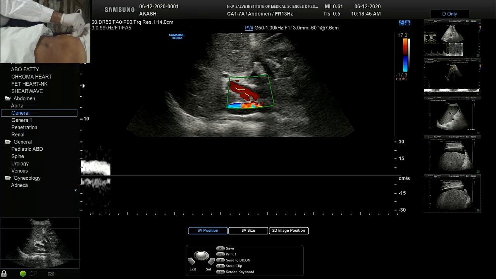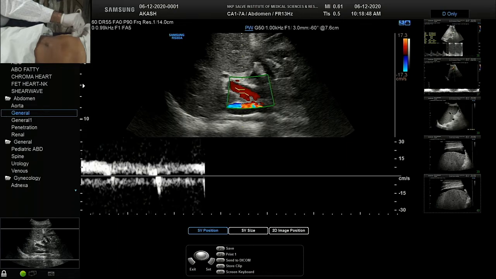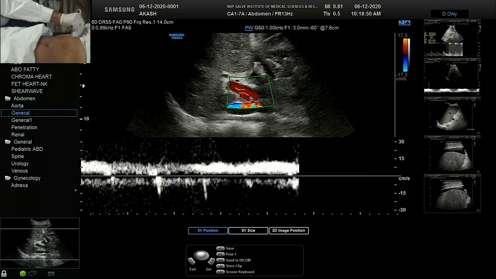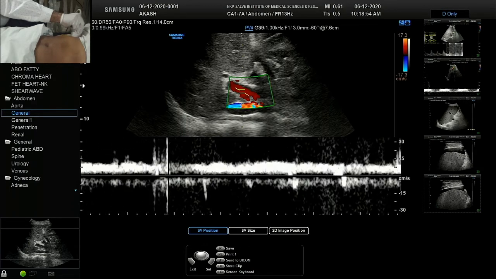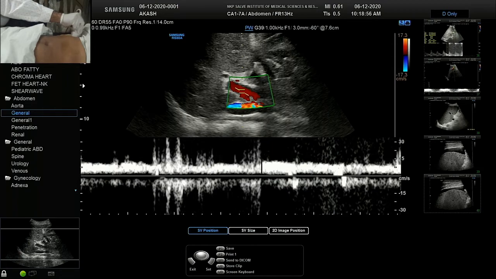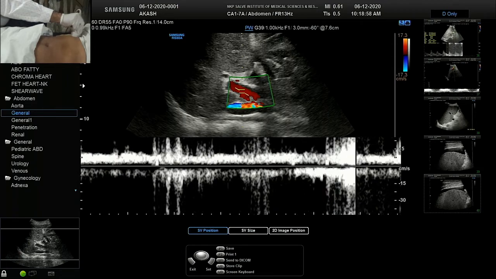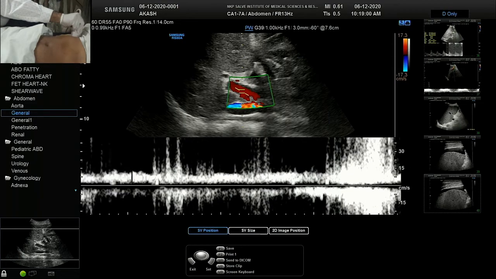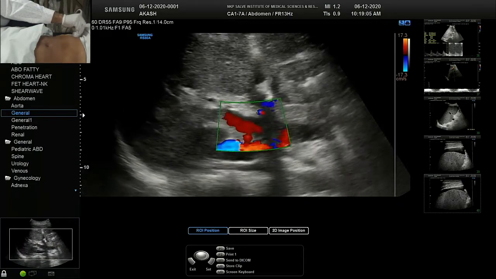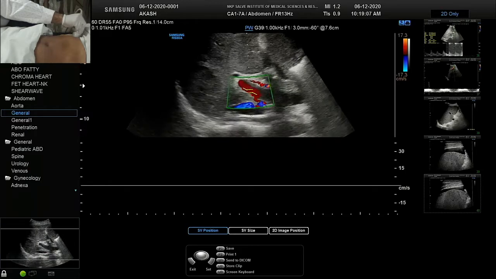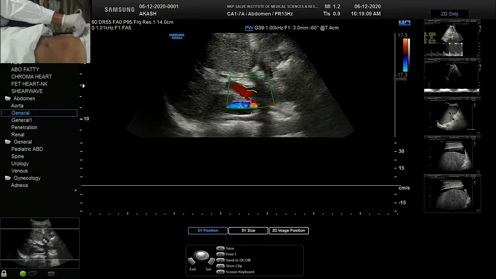We'll try to do a Q scan to get better picture. Q scans or quick scans are at times very good, at times very frustrating. So you should use them with a rider as such. Otherwise, you do your own settings and try to get a good spectral waveform in any vessel rather.